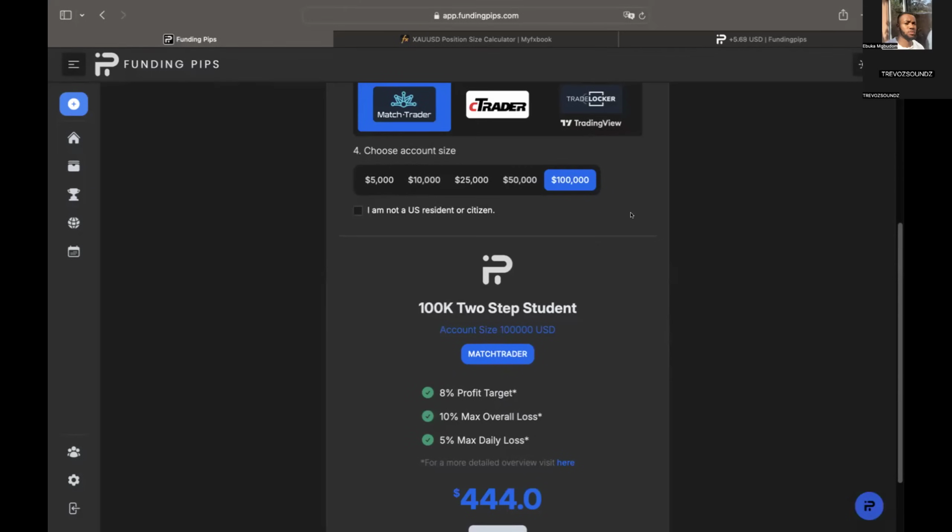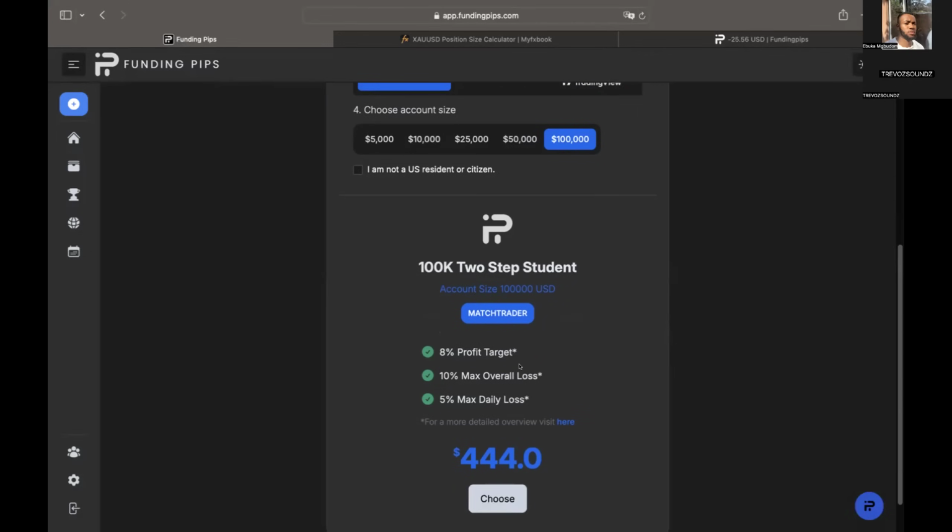So let's assume you want to get a $100,000 account. You can see the $100,000, right? The price is $444. That's what you pay. They'll give you this hundred thousand dollars, but you'll be the one to pay. You have to pay for it.